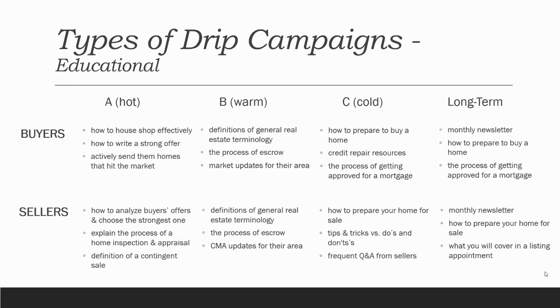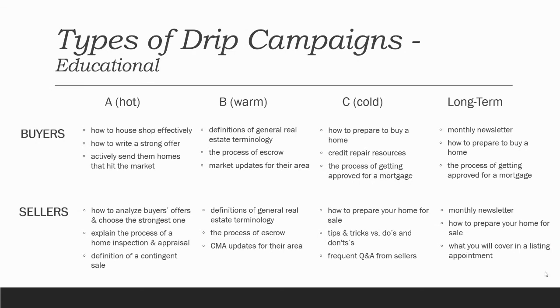You're also actively sending them homes that hit the market. Again, they should be on an automated property alert with you, but you should be actively looking at anything that pops up on the market just in case they missed it. A B buyer, you're going to want to send them definitions of general real estate terminology so they understand when it comes up in conversation what you're talking about. You can also explain the process of escrow, and you can give them market updates for their area.